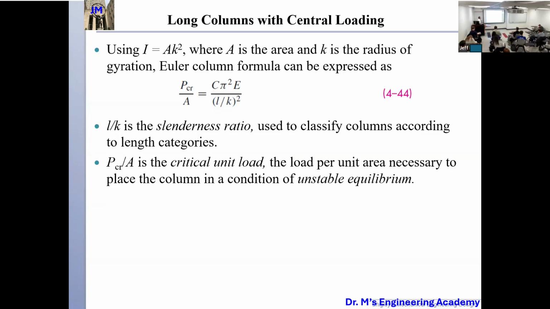So the Euler column formula can be expressed, and we just plug in this I here. So this can be calculated: P_cr, the critical loading, divided by A, where A is your cross-sectional area, equals C pi squared times Young's modulus, over (L over k) squared.